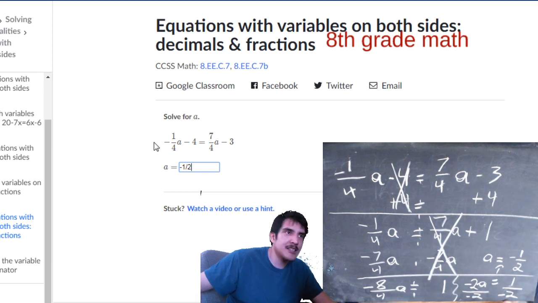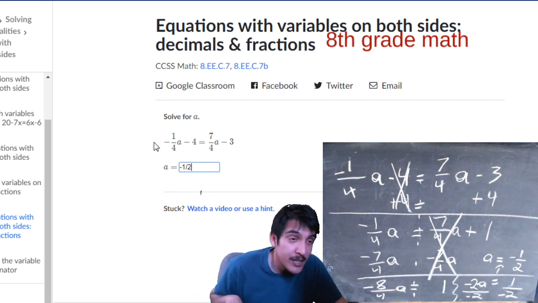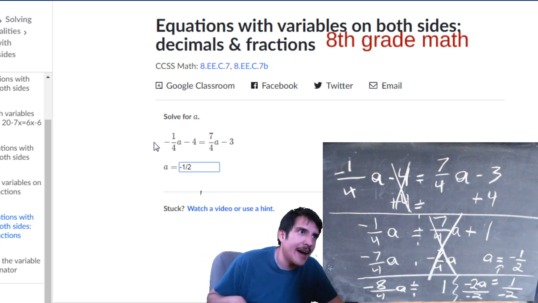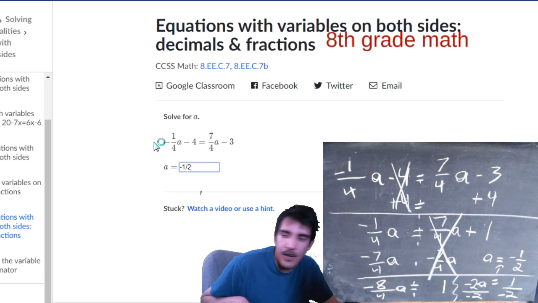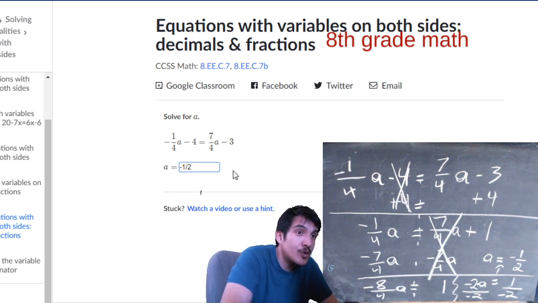Now, real quick question. Some people think, hey, wasn't the negative on the negative 2? It was, but you could also put it on the negative 1. On the 1, it still equals negative 1/2. So I always like putting the negative sign on the numerator.